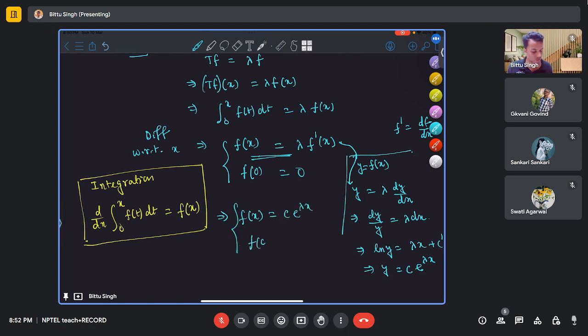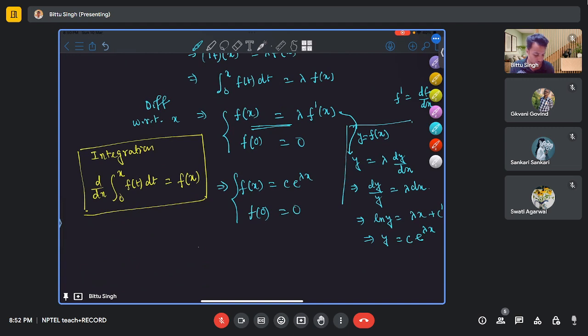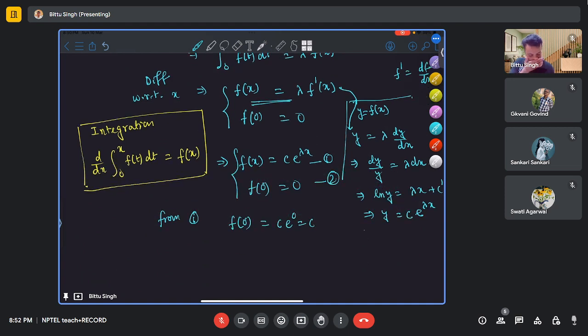But the second thing gives f(0) equal to 0. So clearly those are not consistent. Because from 1 we get f(0) equals c e to the power 0, which is c. And from the second we get f(0) equal to 0, right?